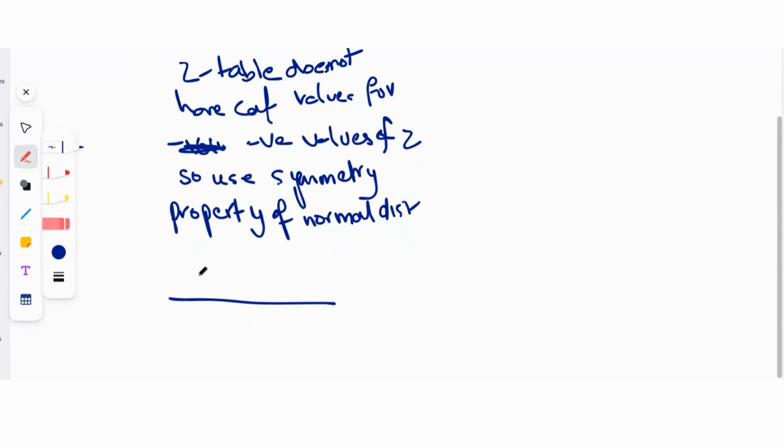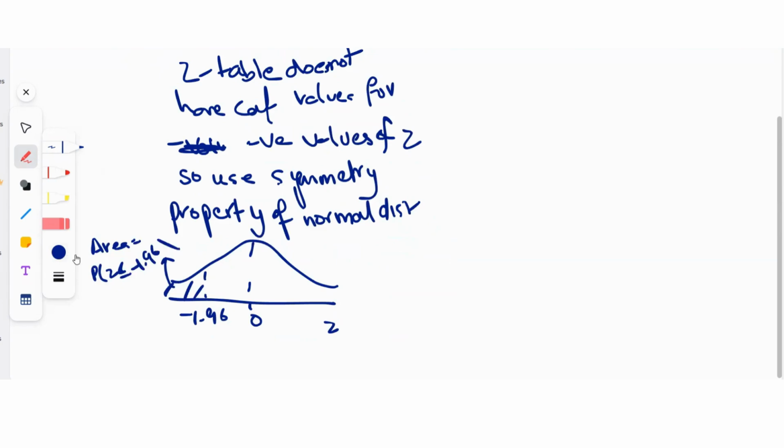So let's draw the PDF. Let's graphically illustrate this. This is Z. What we're interested in is this. This is minus 1.96. This is the area we want. So this area is the probability Z is less than or equal to minus 1.96.